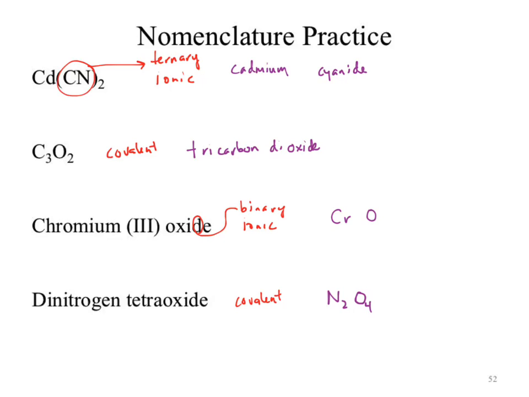So binary, because I see the D, I'm looking at chromium and oxygen. The last one's just a covalent compound. Again, the Greek prefixes specify that. If we go up to the very top one, I noticed at least one person wrote cadmium 2 cyanide. What is the charge on the cadmium? +2. So is that wrong?